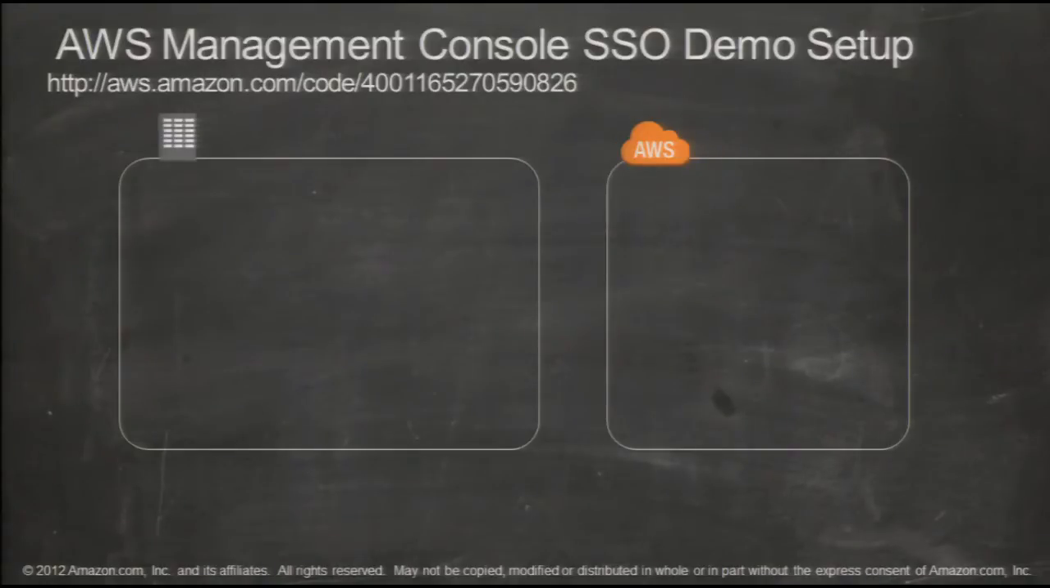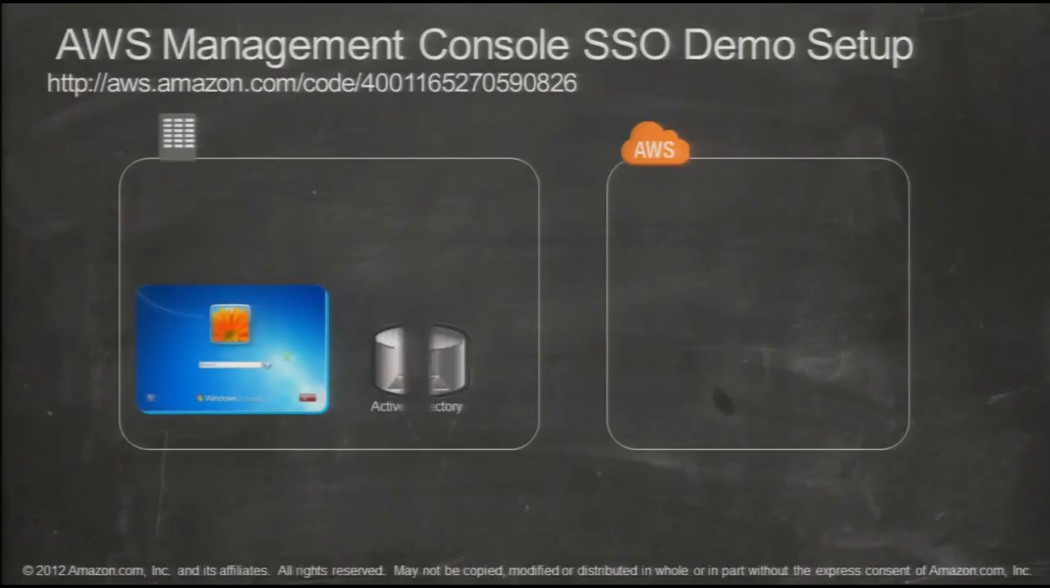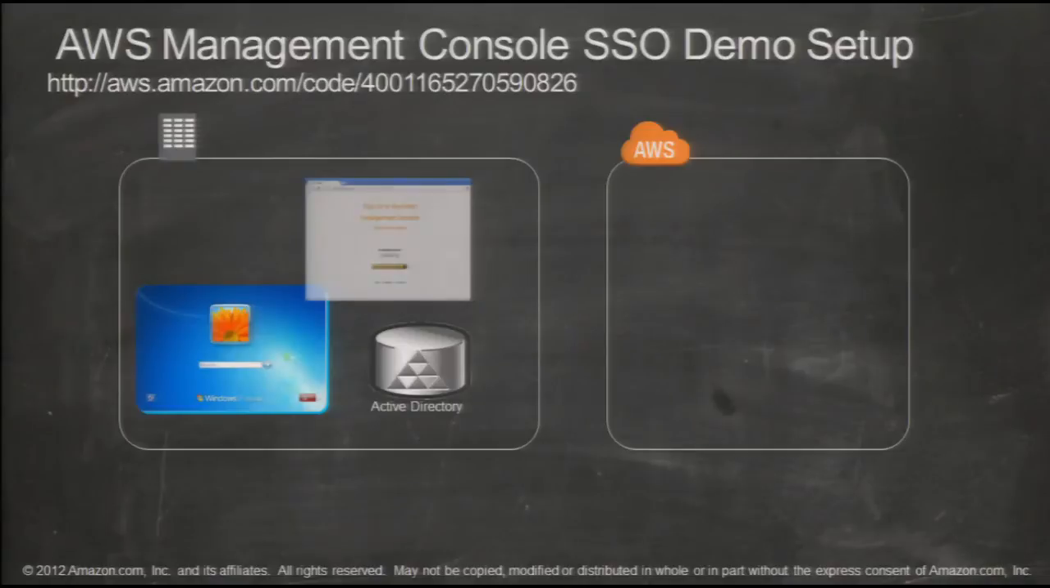In this scenario, we're going to be looking at a customer who's using desktops that are joined to an Active Directory domain. So the user is going to sign into their workstation. They're going to be authenticated by Active Directory. And then they're going to hit an internal proxy server or a broker.